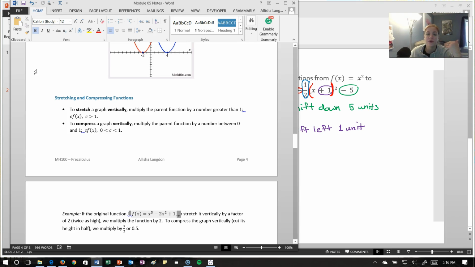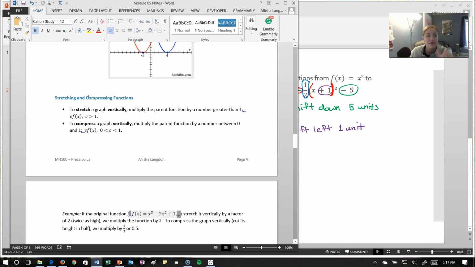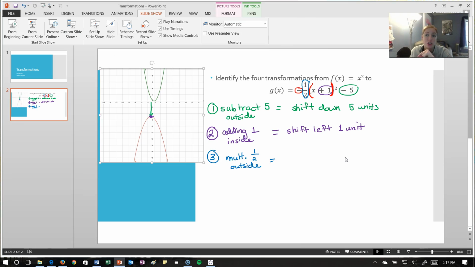It all depends if you're multiplying by a number that's greater than 1, so 2, 3, 4, or a number that's less than 1 but greater than 0. So 1/2, 1/3, 1/4, 1/5, any number like that. So we are multiplying by 1/2. So that indicates that it's a number less than 1. Since it's outside, that's going to be compressing vertically by the amount on the bottom of your fraction. So we're going to be compressing vertically by 2.